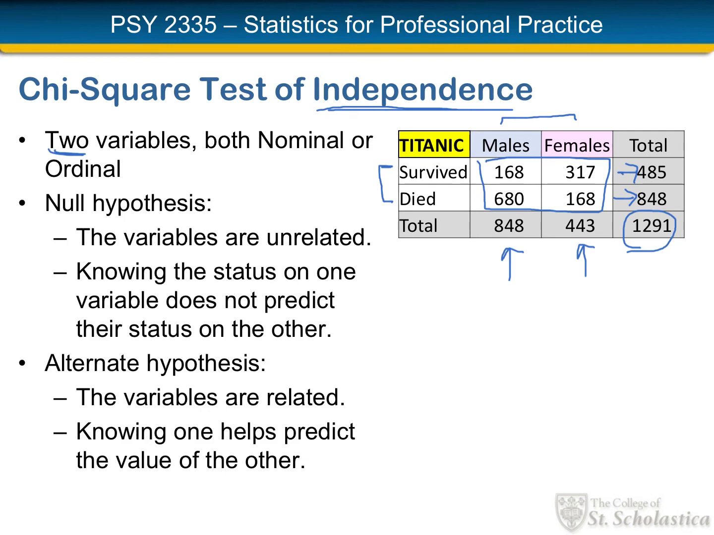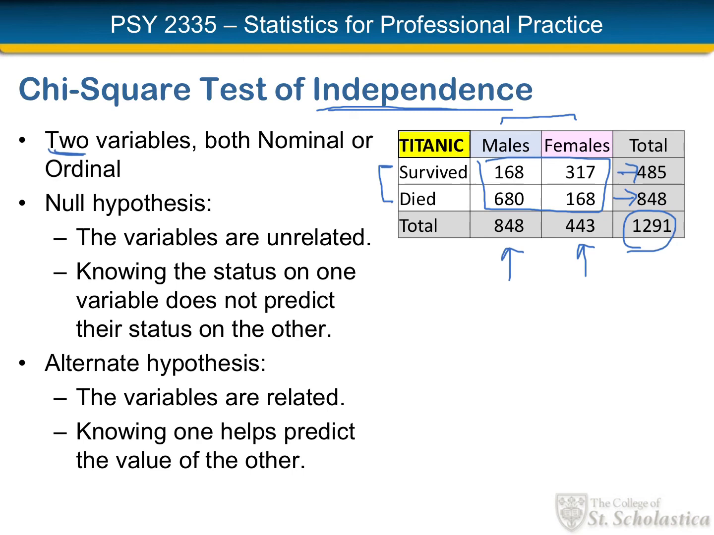And if we look at these numbers, we can see that out of the 848 men, 680 of them died, which is quite a large proportion, compared to the 443 women, of whom 317 stayed alive. So just looking at these statistics, we get the idea that it's probably true that women were more likely than men to survive on the Titanic.